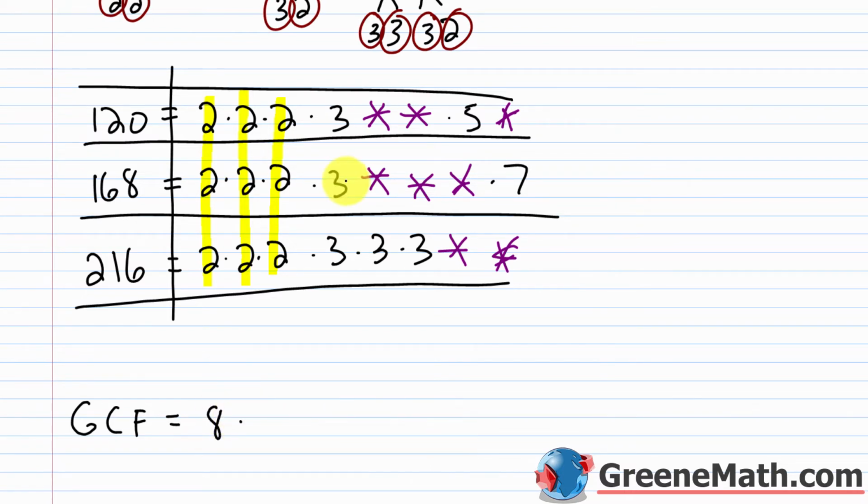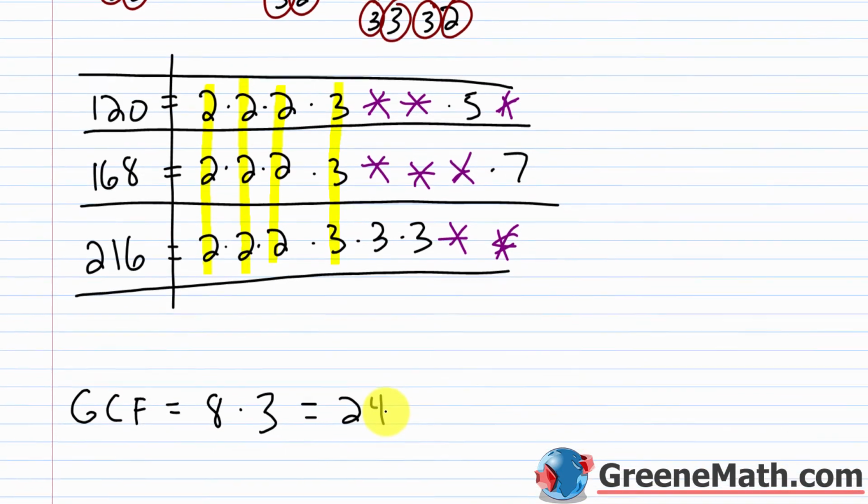Then times. The next thing that's common to everything is going to be a 3. I have 1 factor of 3 that's common to everything. Now, here's where students get confused. They see 2 additional factors of 3 down here. That's not common to everything, so you can't put it in. It's got to be common to everything. So I'm going to put times 3. 5 is not common to everything, and 7 is not common to everything. This is what's common to everything. It's 8 times 3, and that is 24. And so that is your greatest common factor for the numbers 120, 168, and 216.